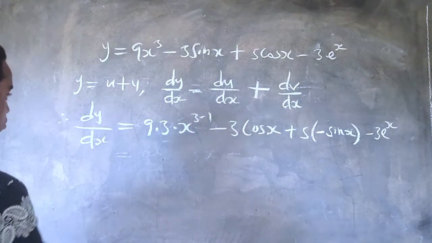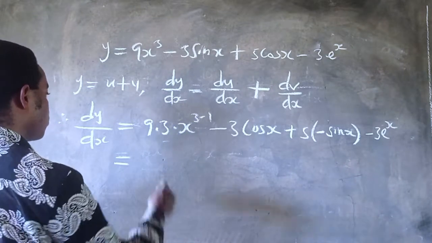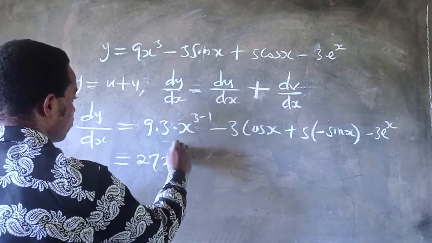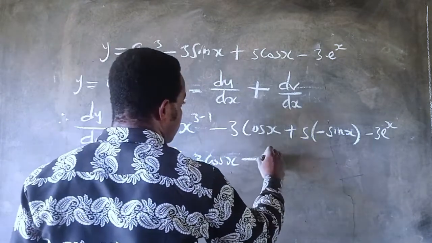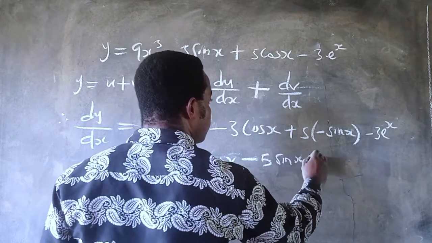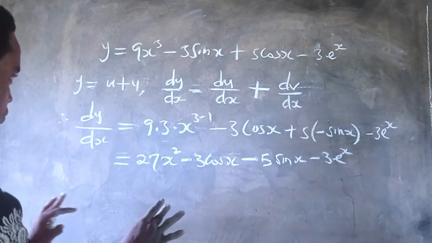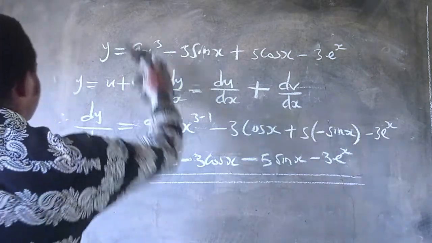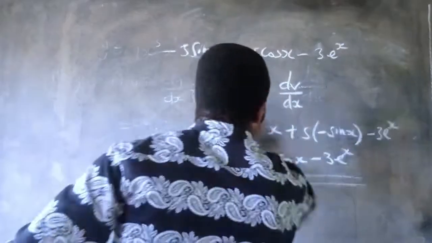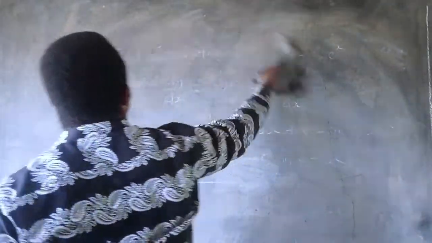So those are the standard derivatives. So 9 multiplied by 3 is 27. And x raised to the power 2, minus 3 cos x, minus 5 sin x, and minus 3 e to the x power. And there you have it. So that is the new function that happens to be the derivative of the original function. And the question can come in a different form.